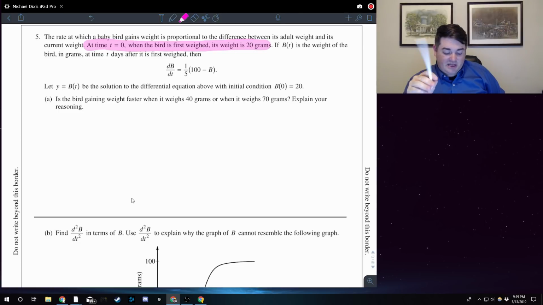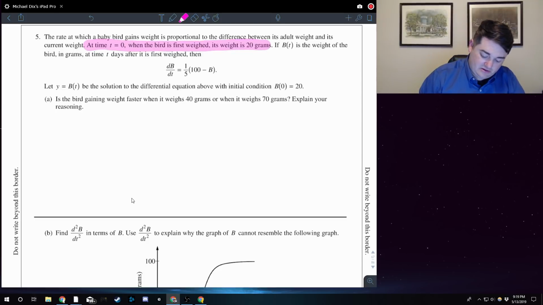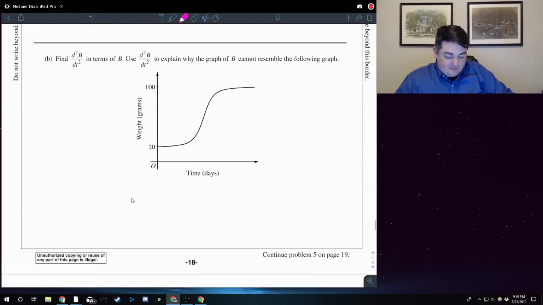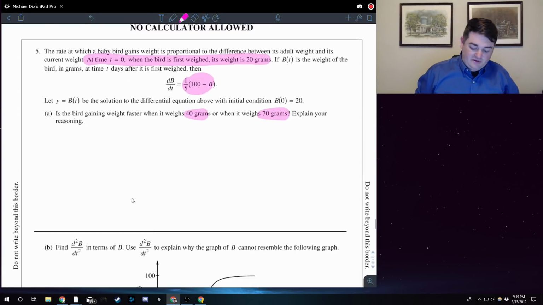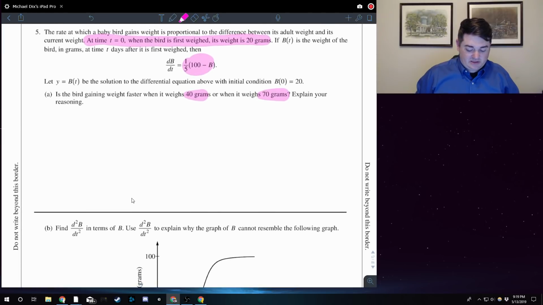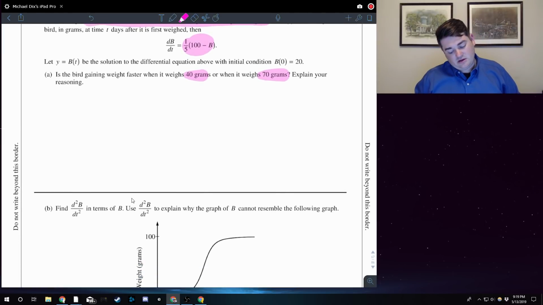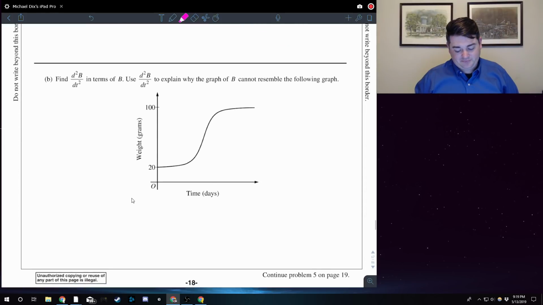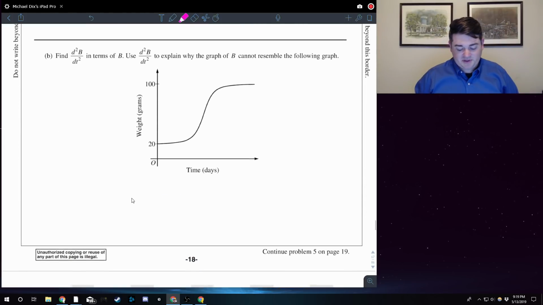Is the bird gaining weight faster when it weighs 40 or when it weighs 70? So you're going to take 40 and 70, plug them into the differential equation, and find which one has a higher rate. B, find the second derivative. Use the second derivative to explain why the graph of B cannot resemble the following graph. When you take the derivative of this, I'm trying to do it in my head, but I think it's going to be linear. But this will not look like this.